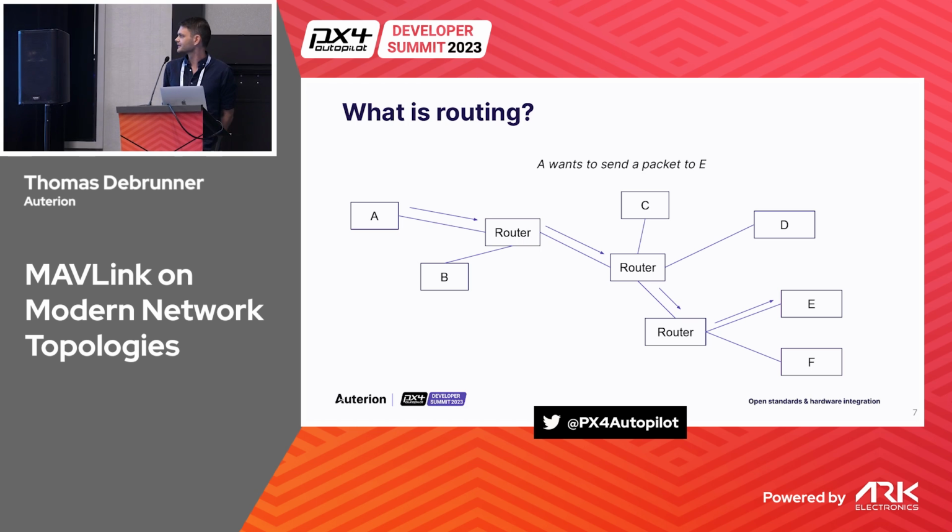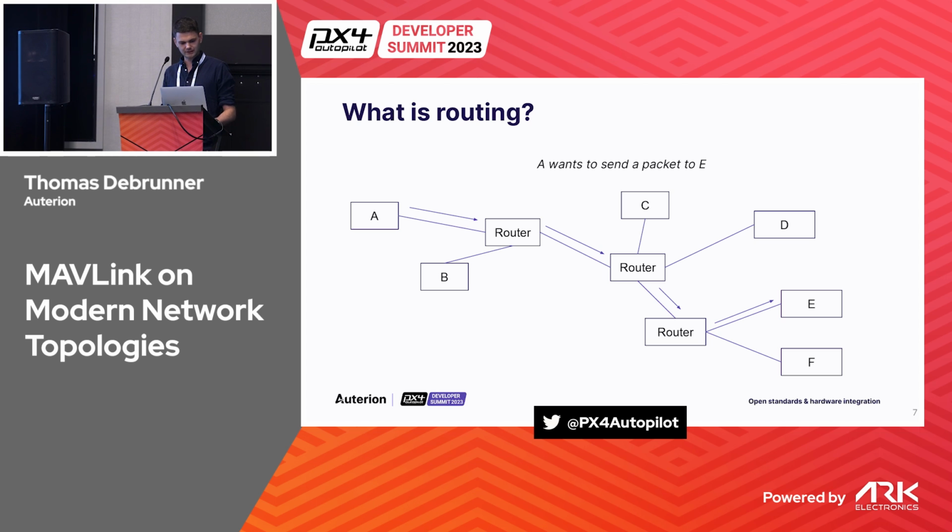What is routing? Again, Computer Science 101. You have a network, a bunch of routers. Node A wants to send a packet to node E. All the routers have to know how the packet will reach node E, and they forward it to the interface that goes in the right direction. This is an easy case where it's a directed acyclic graph. It's acyclic, so there are no loops and crazy things.